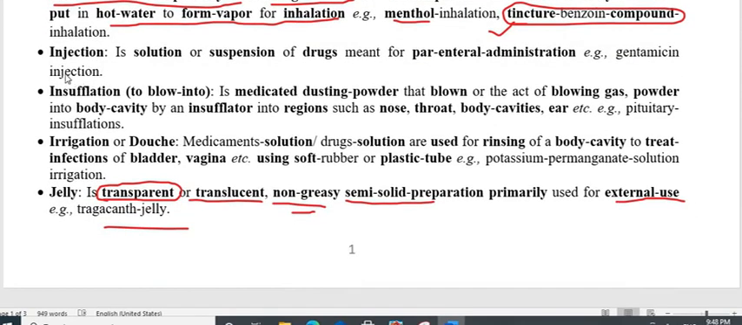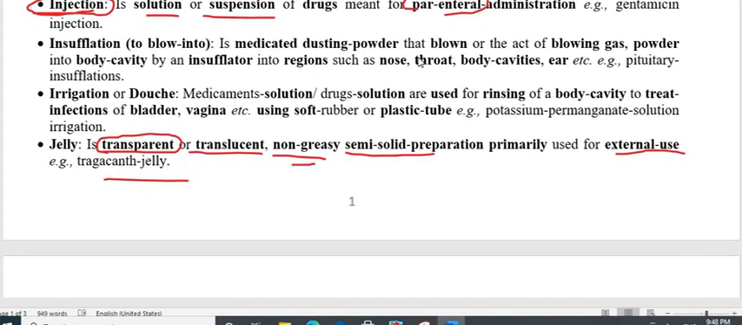Now we have to go through injection. This is a very, very important terminology. An injection is a drug in solution form, or you can say suspension form, used for therapy other than enteral administration, called parenteral administration. Now we have to go through insufflation.